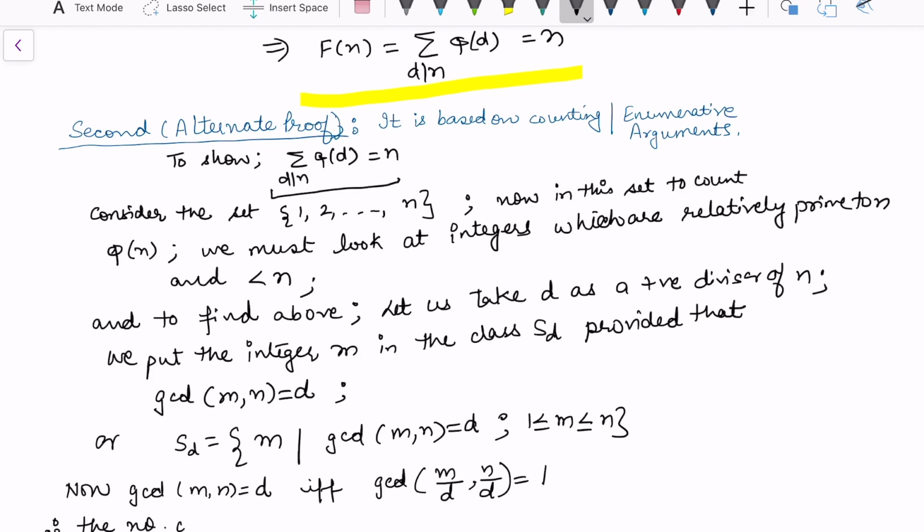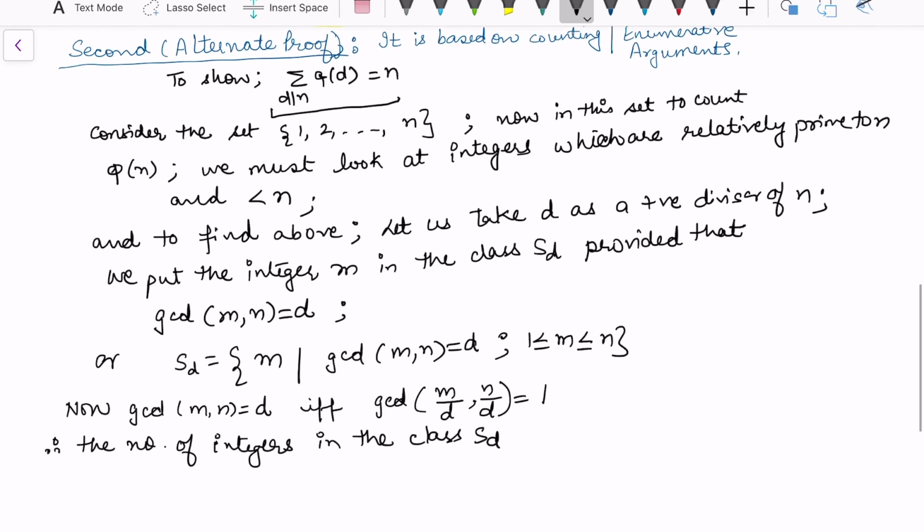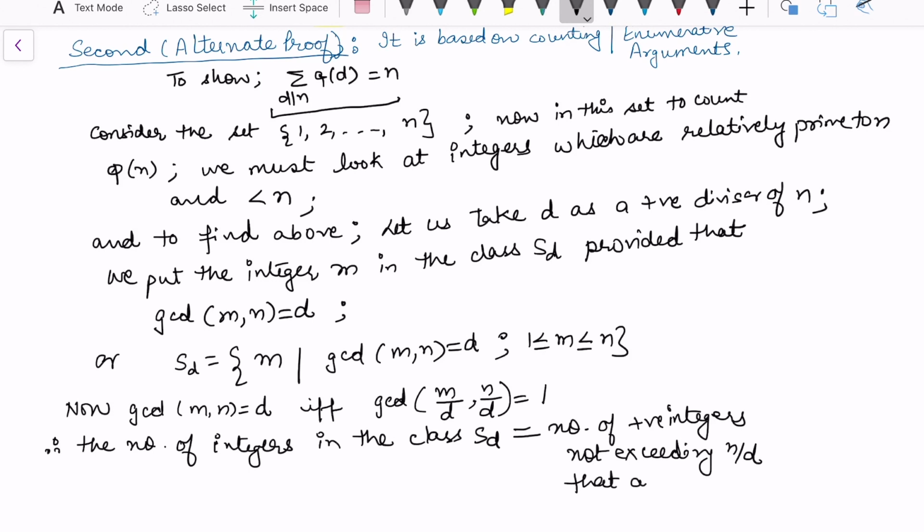So the number of integers in the class S_d is equal to the number of positive integers. Of course, in the previous case also we are considering positive integers only. Number of positive integers not exceeding n/d that are relatively prime to n/d.